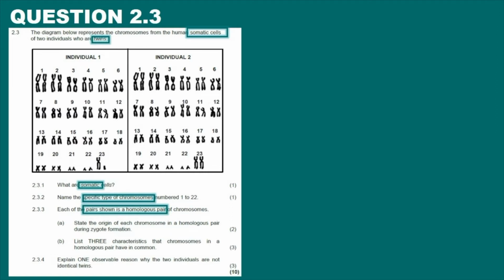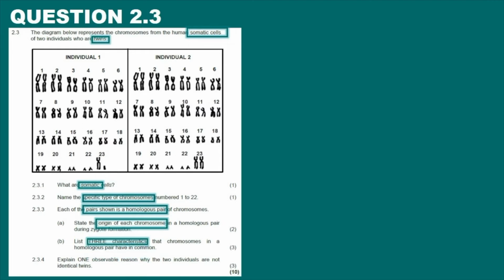State the origin of each chromosome in a homologous pair during the zygote formation. So they actually want to know, if I look at one pair, I have 2 chromosomes. Where do I find these 2 chromosomes? Where do they come from as soon as I form the zygote after fertilization?